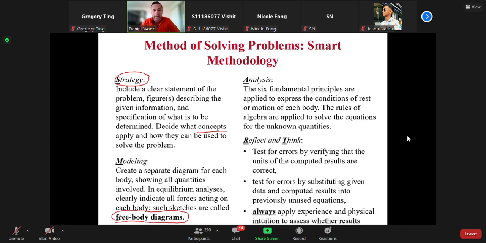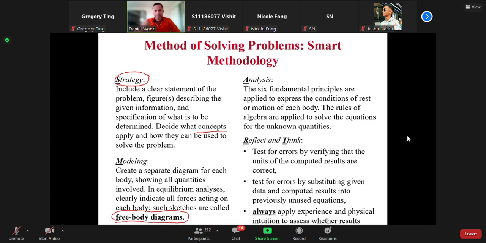Now the next one I believe is the most important one. Create a separate diagram for each body showing all quantities involved. In equilibrium analysis, clearly indicate all forces acting on each body, such as sketches, and in this case, a free body diagram. It's not always the case in every problem that we have a free body diagram, but it is very typically the case. So you need to basically distill reality into something that can be easily analyzed. A lot of the time this will help clarify how you're going to solve this problem. It'll also help dictate what you know and what you don't know about this problem.